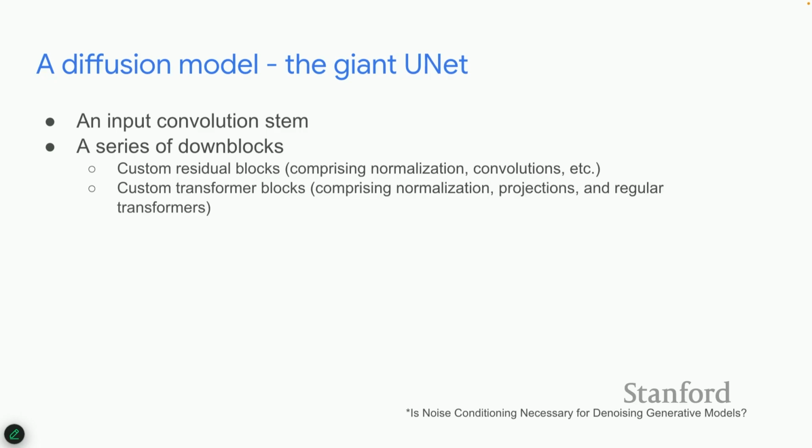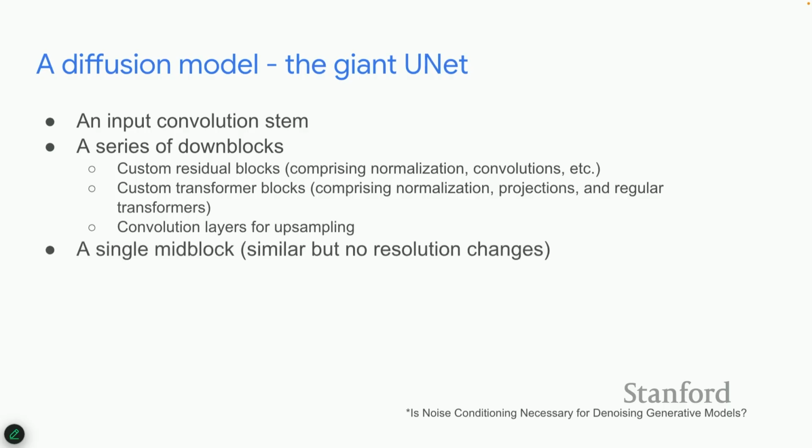And then you have got custom transformer blocks, again normalization, projections, and regular transformer blocks. And then you have got convolutional layers for upsampling. So basically, when you are operating on the latent space, you would want to upsample to a higher resolution, and then you would have some middle block like you would have in a standard unit architecture where you would not have any resolution changes. And then you would have a series of up blocks, which will basically downsample the upsampled outputs that you had in your down blocks.